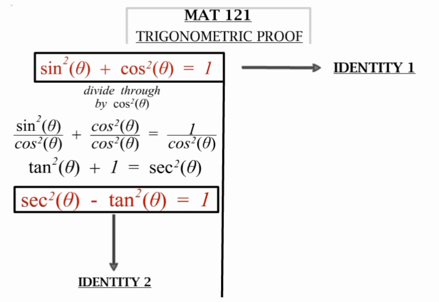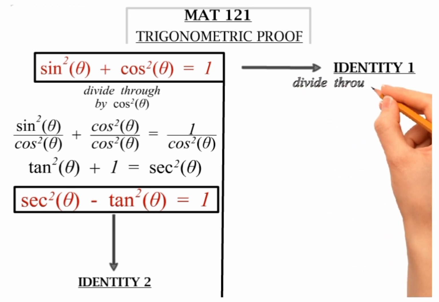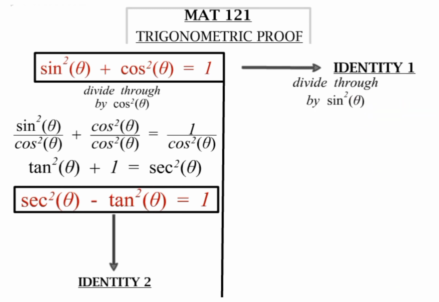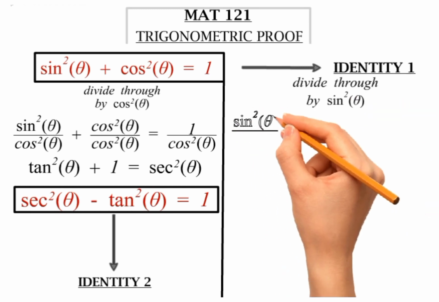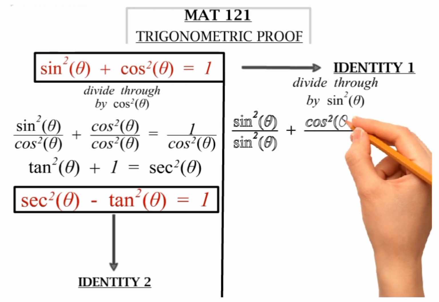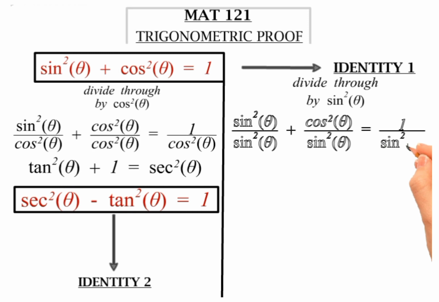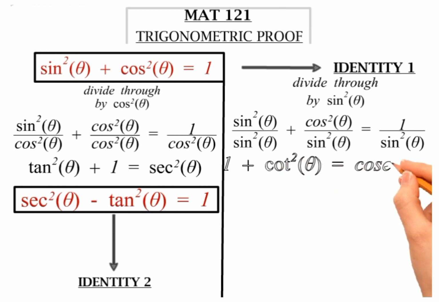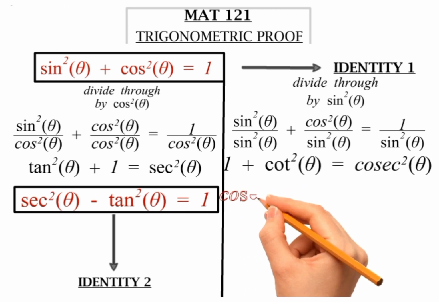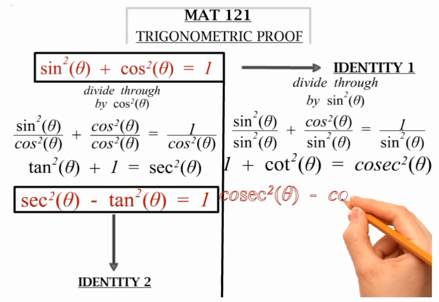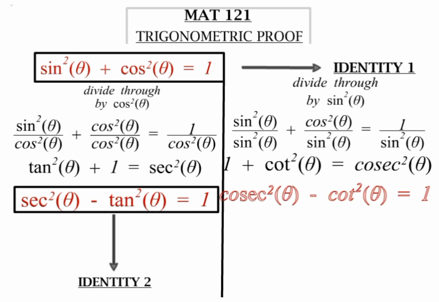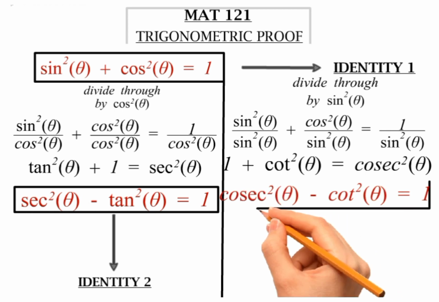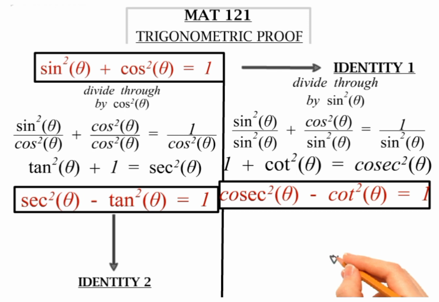For the third identity, divide through by sine square theta and modify the result. This results in 1 plus cot square theta equals cosec square theta, which modifies to cosec square theta minus cot square theta equals 1. Label this as identity 3. These are the three identities that help in simplifying a question.